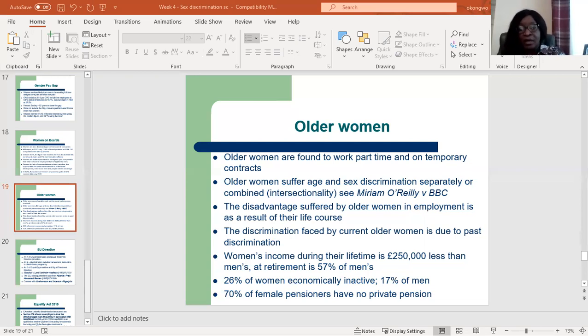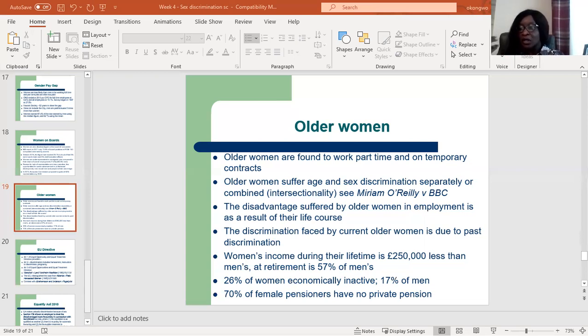Because they haven't paid enough pension into their pot. And they're also mostly dependent on their male partners. They also took career breaks to care for their children. So all this then builds up into the income that a woman earns in their lifetime.